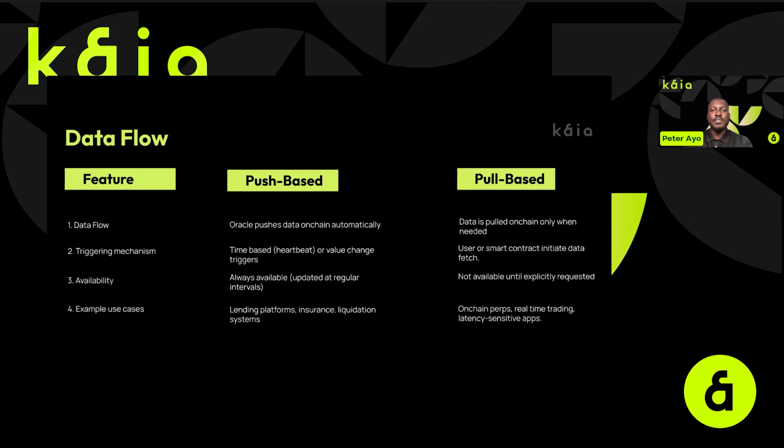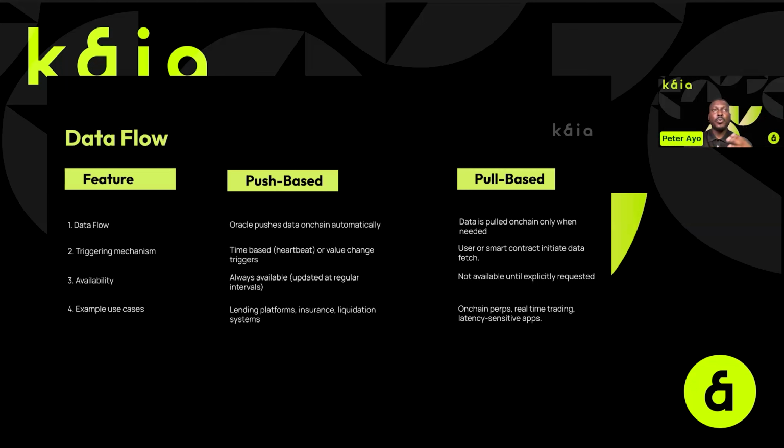The next part is the deviation percentage. Now, you can also set that, when there is a significant percentage change in price, take for instance, if the asset price moves up by 10% or the asset price moves down by 10%, then push this data on chain. So this is the idea behind push-based Oracle.